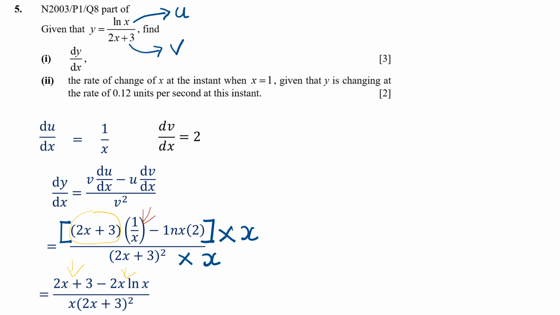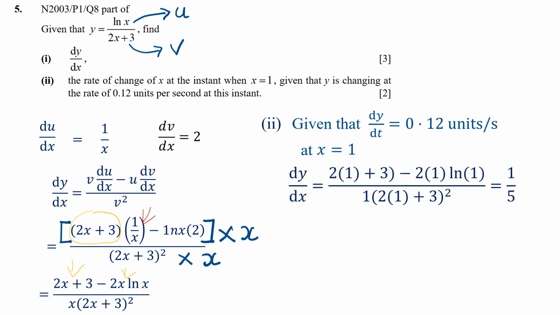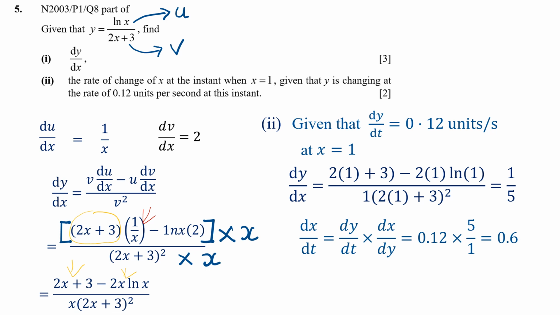So for part 2, we're going to substitute. Oh yes, we're given that y is changing at the rate of 0.12 units per second. And then at x equals 1, we're going to find our dy/dx, which is 1/5. And then we need to find dx/dt. So that's from the connected rate of change. I will need to flip my dy/dx because from the connected rate of change, I'm actually multiplying with dx/dy. That gives us 5 over 1. So 0.12 times 5 will give you 0.6. Therefore, the rate of change of x will be 0.6 units per second.